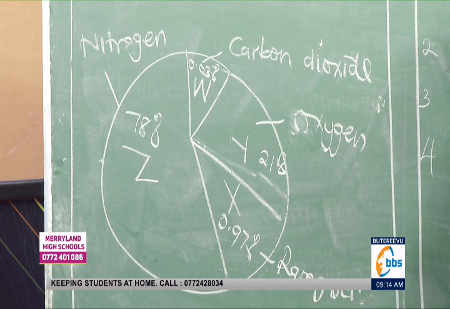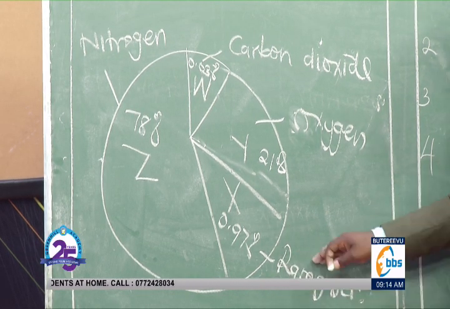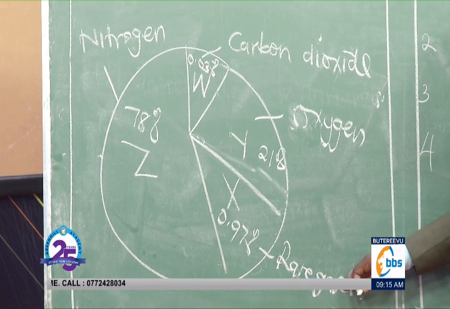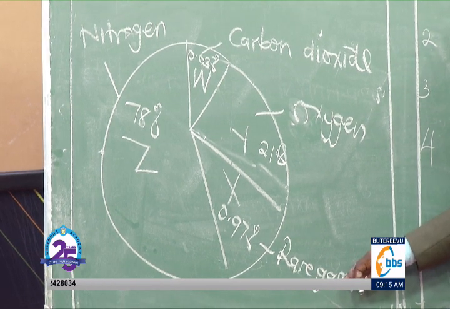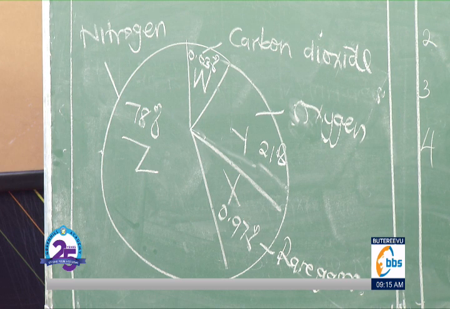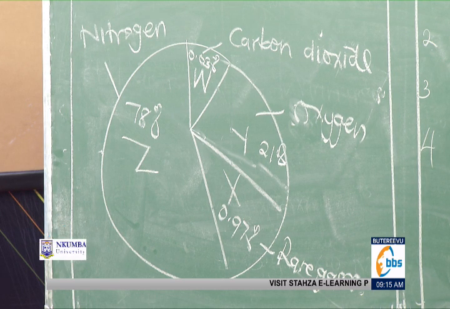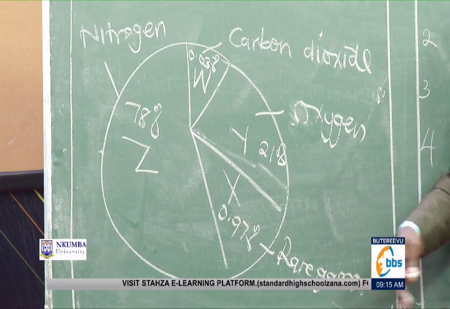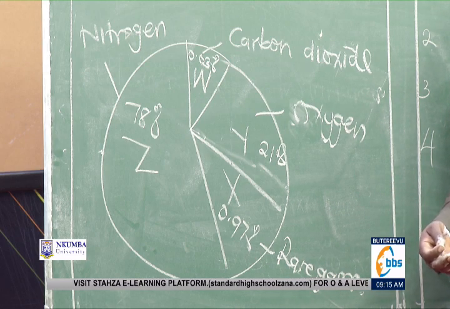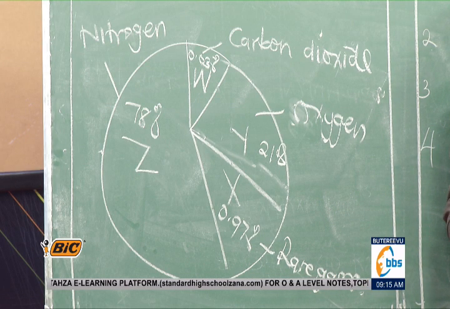rare gases, yeah. So, the one who gives examples of rare gases, I'm here to bring them for you because these ones are not very common. So we have argon, helium, neon, we have xenon, we have krypton, we have radon. All those are rare gases. And argon is commonly used in electric bulbs, okay?